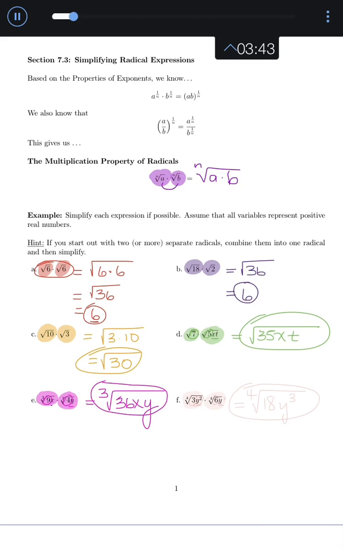Let's look at problem F. On problem F, we have a fourth root and another fourth root. So when we multiply those two fourth roots together, I'll still have a fourth root of 3 times 6, which is 18. We've got a y squared times a y. Well, that's two y's added to one y, which will give me a y cubed. I cannot take the fourth root of 18, and I can't take the fourth root of y cubed, so we are done.